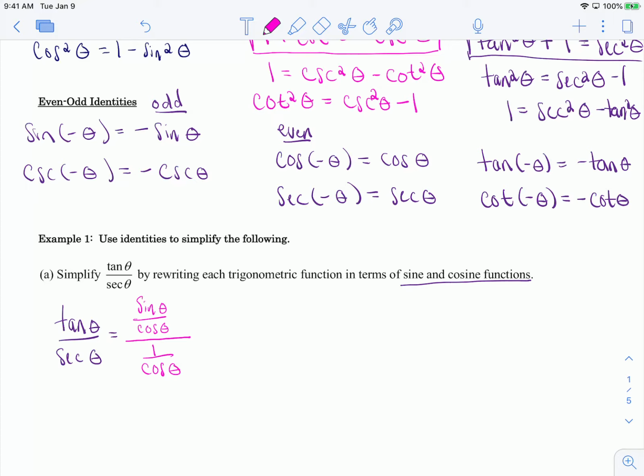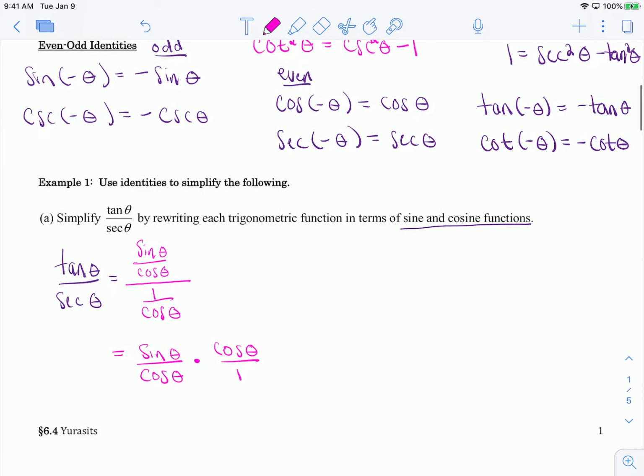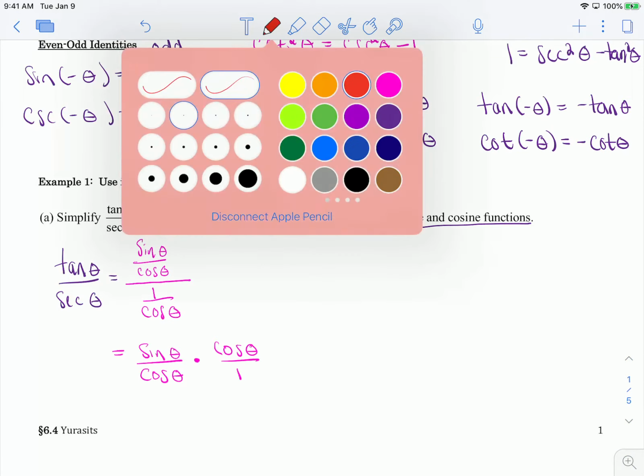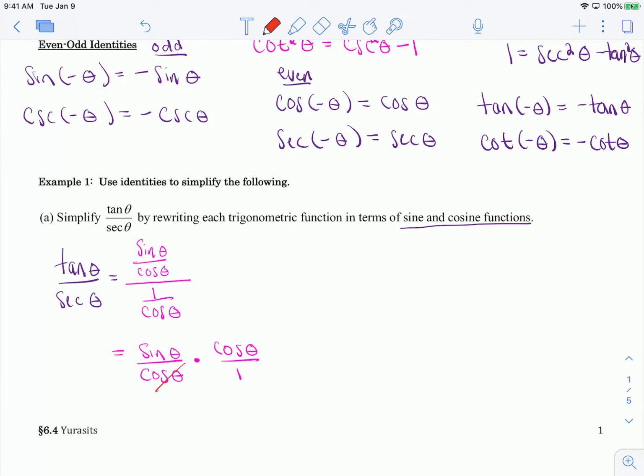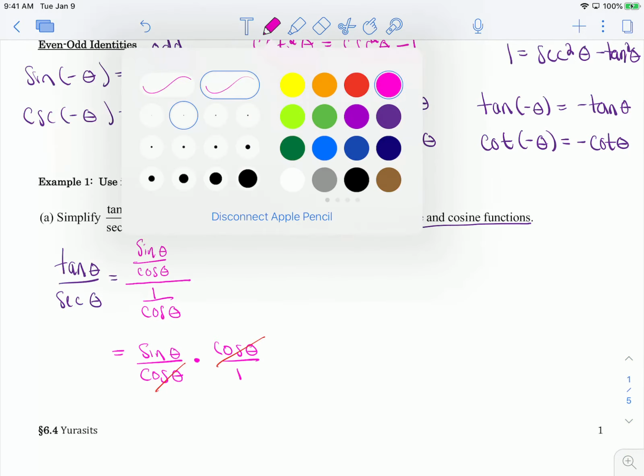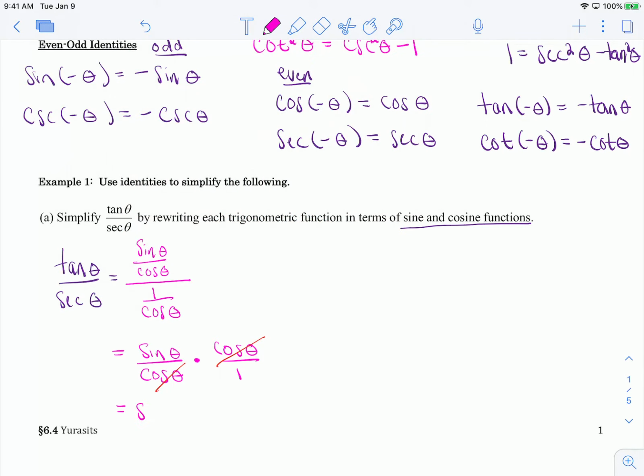Now I don't really want to leave it like that. So when I'm dividing fractions, I keep the numerator and multiply by the reciprocal of the denominator. And what you'll see here is that these cosine thetas can reduce out. And so we end up getting that this is just equivalent to sine of theta.